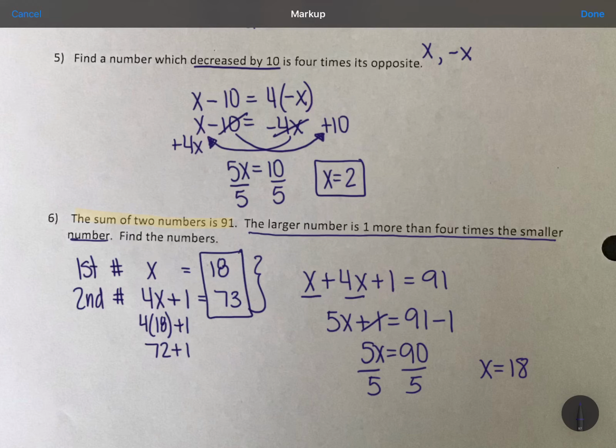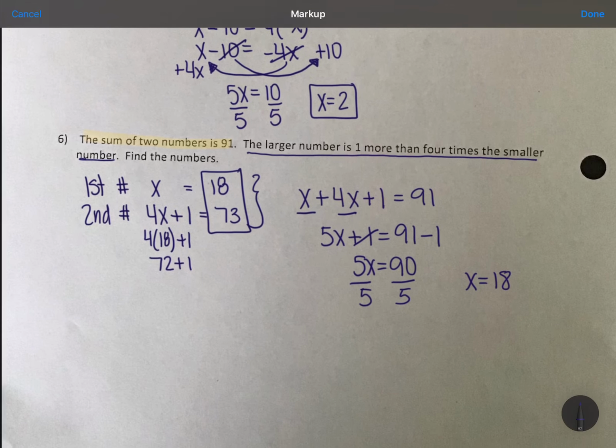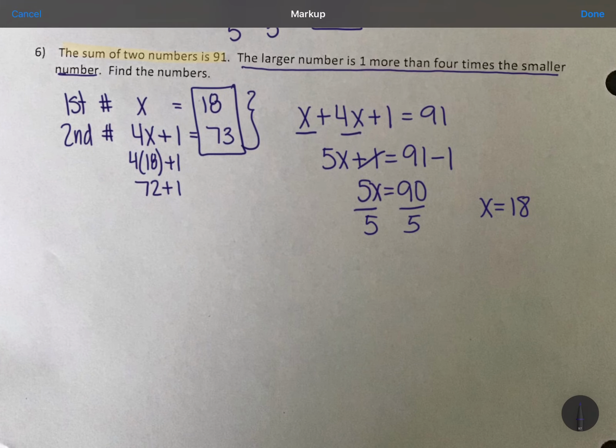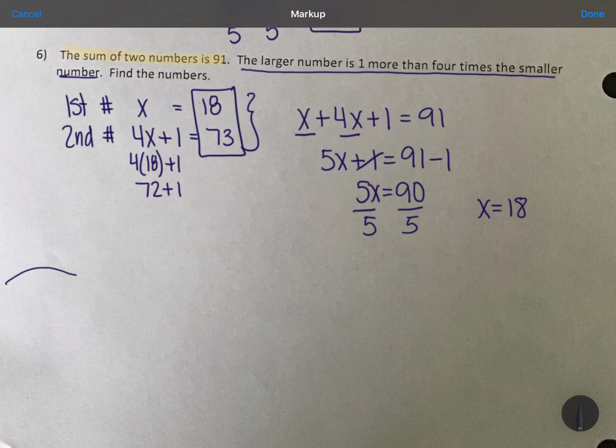So be careful. Sometimes they just want one number. Sometimes if there's multiple numbers, you're going to have to plug in to get the second one. All right, so if you need to, you can pause that to play catch up. Make sure you review that so you understand how to write an equation given a sentence.